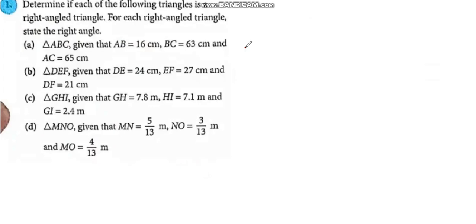First of all, we already know that in a right angle triangle, the sum of the squares of the two perpendicular sides, or two shorter sides, will be equivalent to the square of the third side. So in part A, this is a very easy problem. We can easily calculate the squares of the two shorter sides, and their sum should be equivalent to the square of the third side.